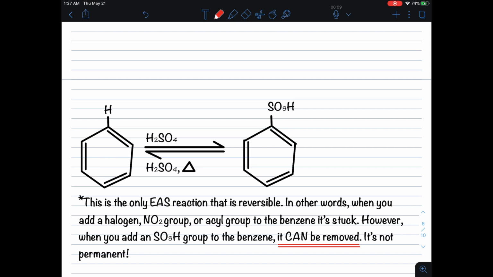Now something I like to point out are these reversible arrows. So for all the other EAS reactions I discussed so far, none of them had reversible arrows. So it's important for you to know that sulfonation, or just adding a sulfur group to a benzene, is the only EAS reaction that is reversible. So when we add the halogen or the nitro group to benzene, that's permanently added. They can't be removed once they are added. However, that's not the case with the sulfur group. We can remove the sulfur group by applying some heat.